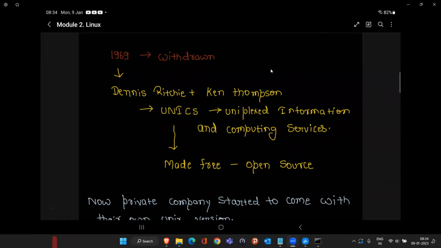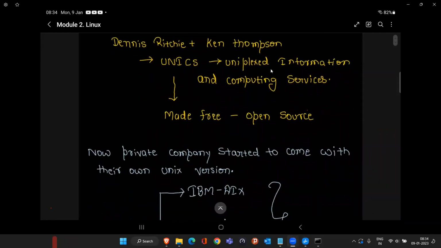You know that there are always some private companies who don't want everything to be available to people for free. Because if somebody is giving you a free operating system, then how will their business go on? So they took this Unix code from Dennis Ritchie and Ken Thompson, different private companies, and made some changes. As I said, whenever we talk about open source code or open source software, anybody can take the code and also modify it as per their use cases.